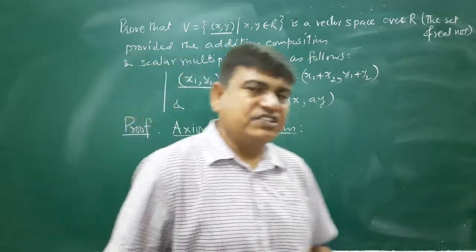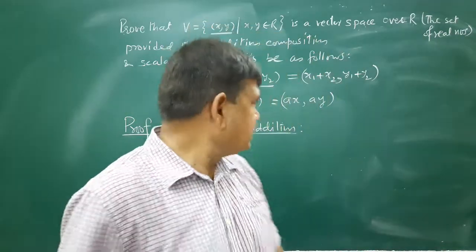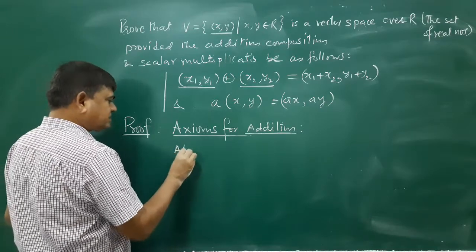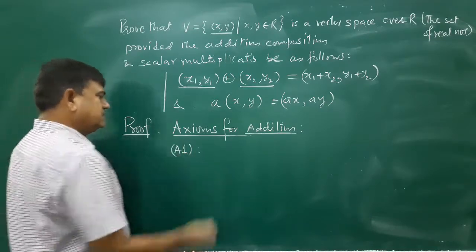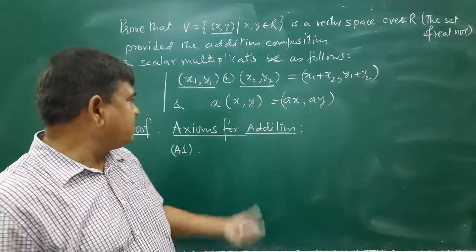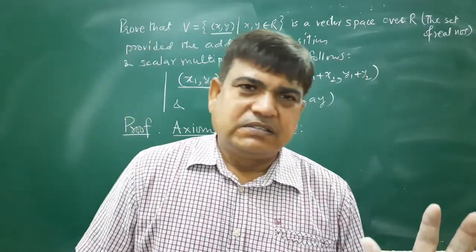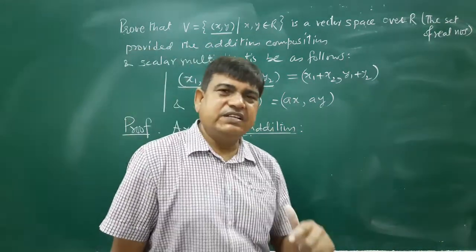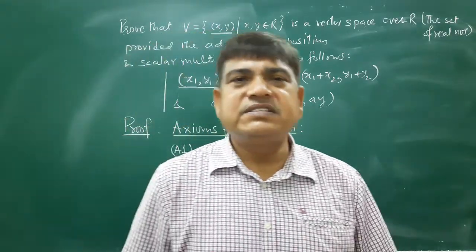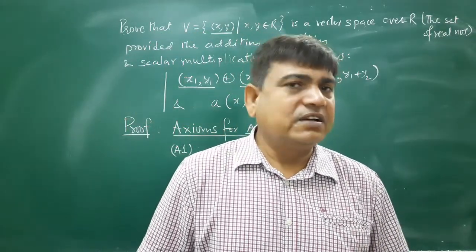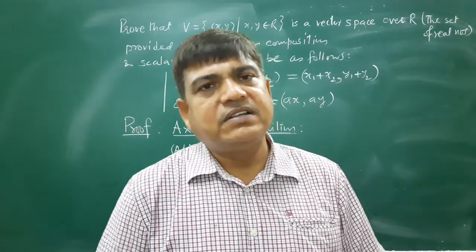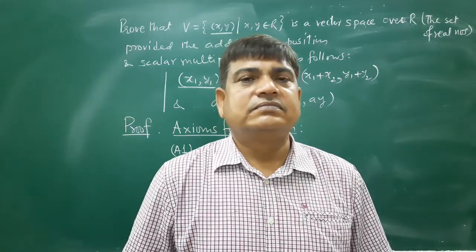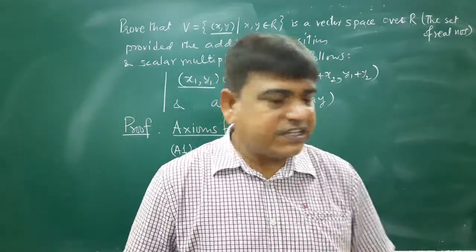Axioms for addition, properties for addition. So write A1. A1 means the first property of this. We know that with respect to this composition, V is an abelian group. So we have to prove that this is an abelian group. If this is an abelian group, then closure property, associativity, identity, inverse hold. Okay, so let's see.